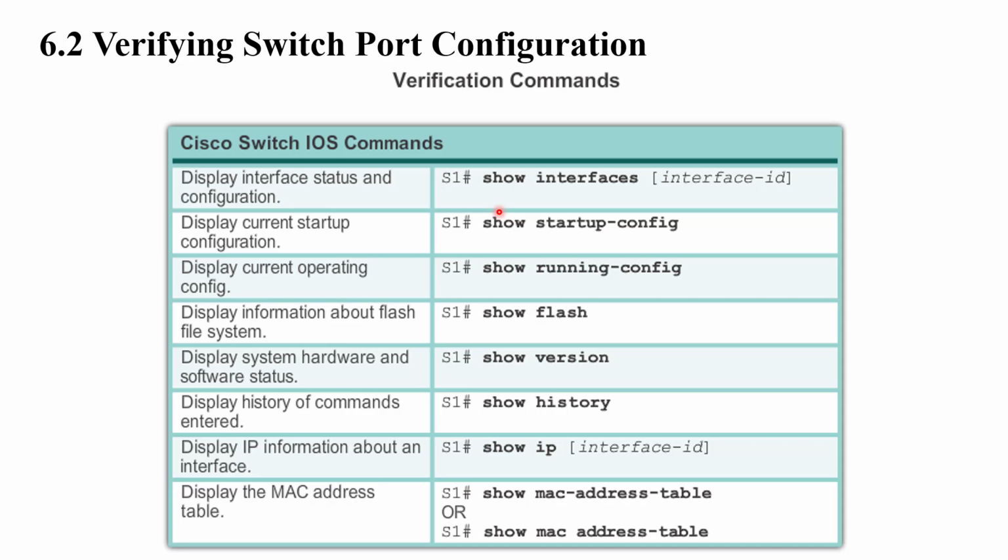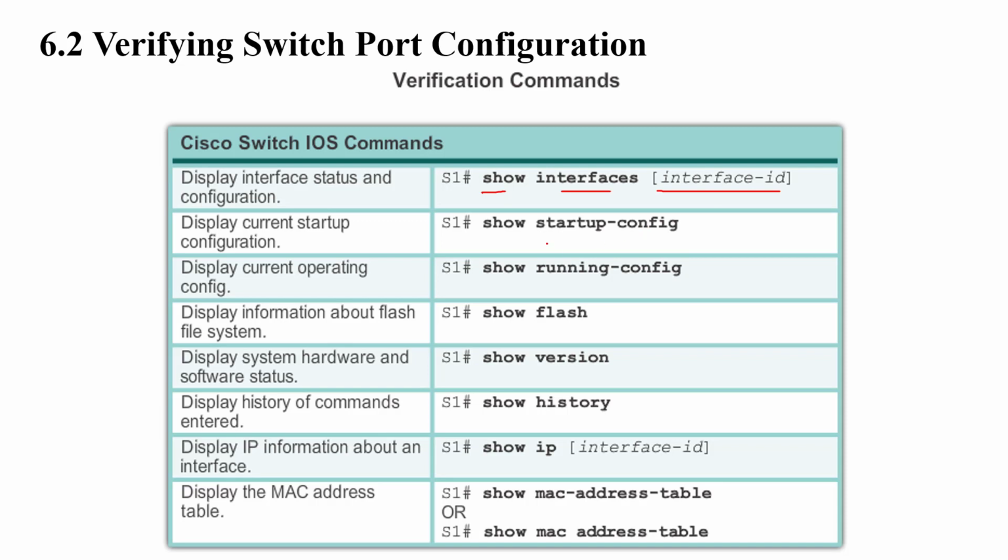So show commands are almost the same in the router and in the switch. Okay, so what are the show commands? You can see the first show command, show interface interface ID. You can use the command show interface FastEthernet 0/0, FastEthernet 0/1. This will display the information about the interface.